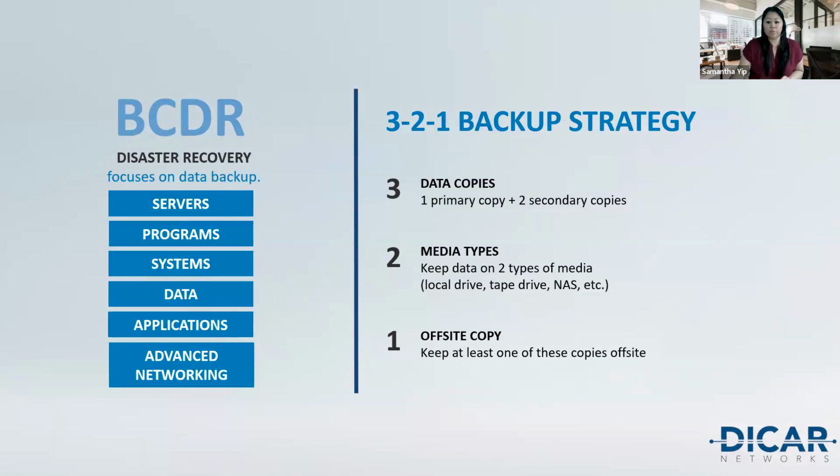Your 3-2-1 backup strategy is actually having 3 data copies. You want to have a primary copy and then 2 secondary copies. You want to have those backups on 2 media types, so you want to keep 2 types of media: a local drive, tape, or some sort of network storage. You also want to keep one of those copies offsite. That's the standard strategy that most IT service providers use.